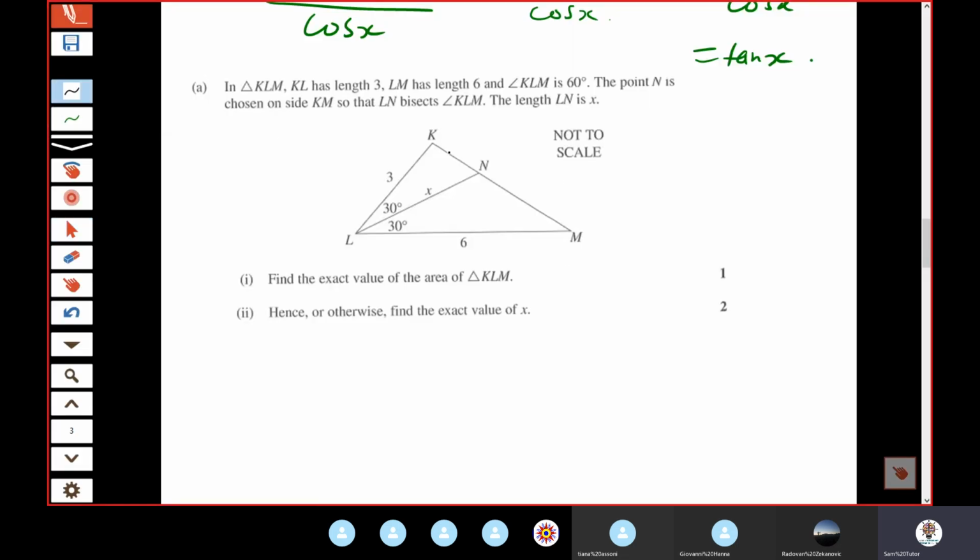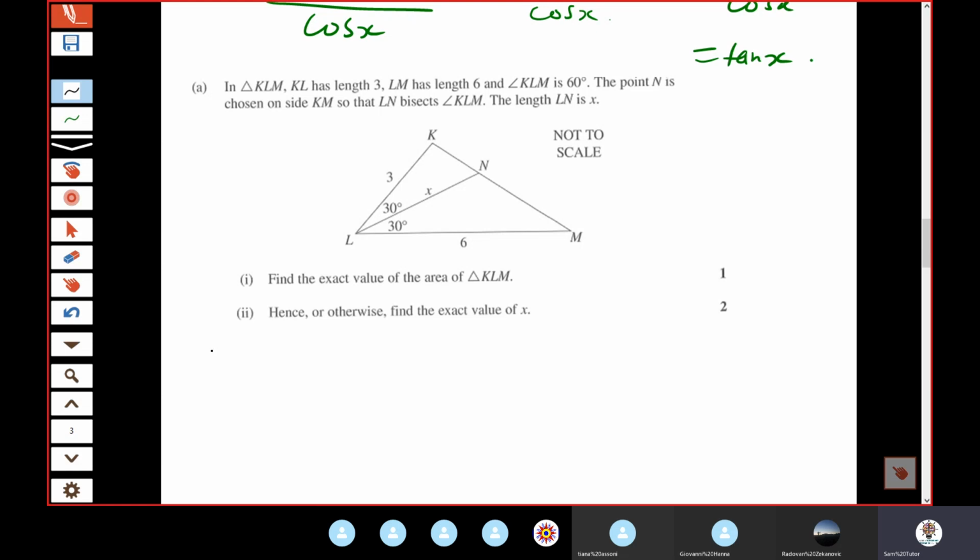Okay, in triangle KLM, KL is equal to 3, LM is equal to 6, and angle KLM is 60 degrees. The point N is chosen on side KM so that LN bisects angle KLM. So bisects, which means it cuts in half. The length LN is x. Okay, a lot of things are happening, but that's all right, the diagram is given to you. Find the exact value of the area of triangle KLM.